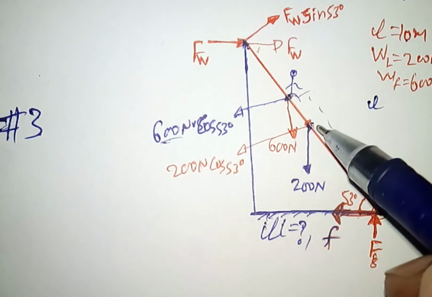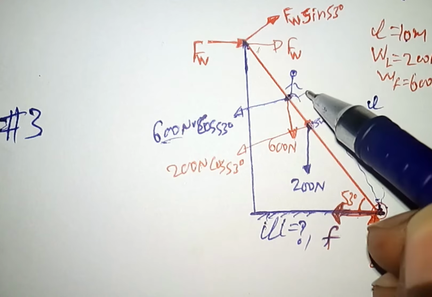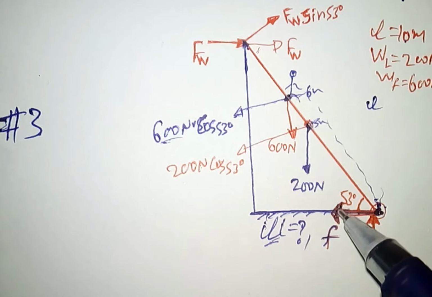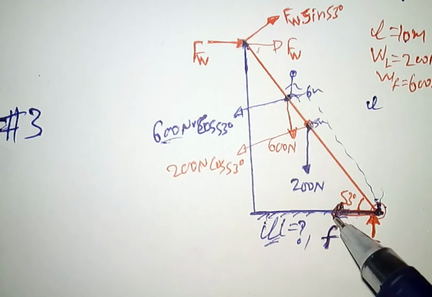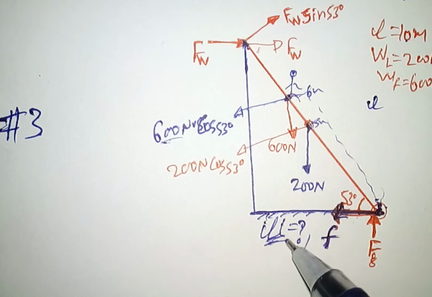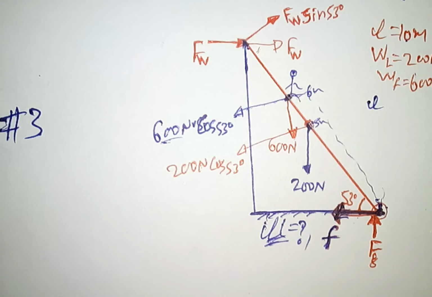We assume like this, so this is at 5 meters, and the firefighter is standing 6 meters above the ground. If the ladder is about to slide, that means it is in limiting equilibrium, what will be the coefficient of friction between the ladder and the ground? Since the frictional force prevents the ladder from sliding, what is the coefficient of friction when the ladder is about to slide? That means it reaches the maximum static friction.